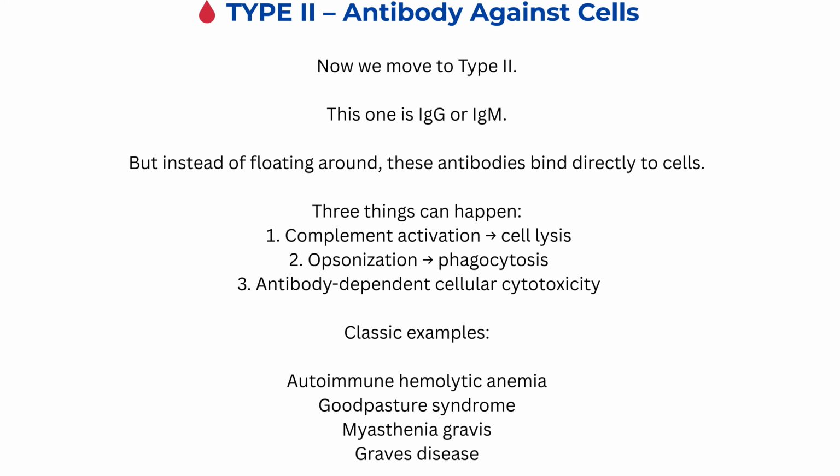Type 2, antibody against cells. Now we move to type 2. This one is IgG or IgM. But instead of floating around, these antibodies bind directly to cells. 3 things can happen. 1. Complement activation leads to cell lysis. 2. Opsonization leads to phagocytosis. 3. Antibody-dependent cellular cytotoxicity. Classic examples: autoimmune hemolytic anemia, Goodpasture syndrome, myasthenia gravis, Graves' disease.